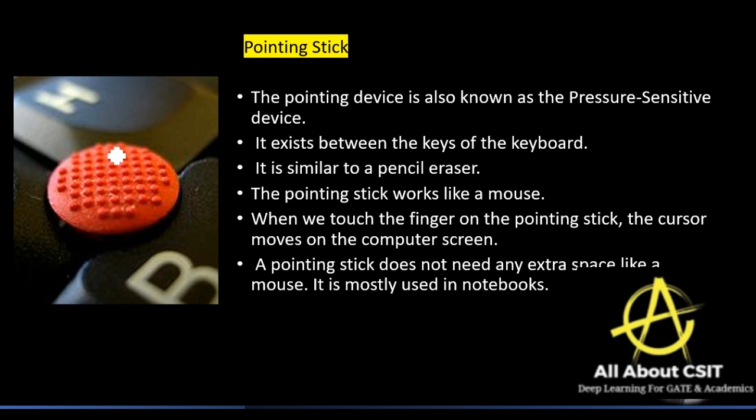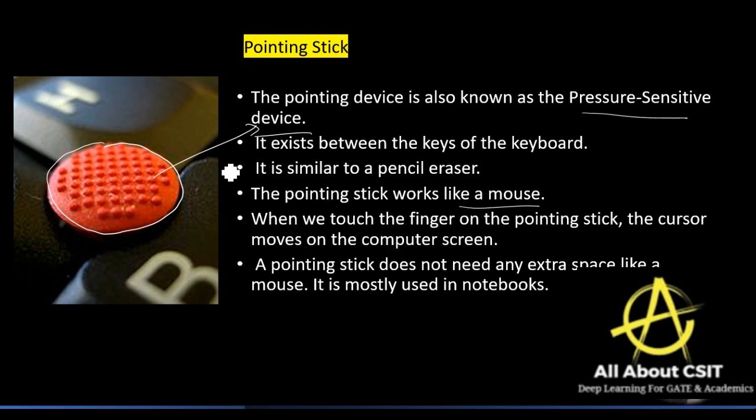Next is a pointing stick. If you observe your laptop, most laptops have these pointing sticks. If you look in between the keyboard buttons, there is a red colored button that you call a pointing stick. The pointing stick is also known as a pressure sensitive device. It exists between the keys of the keyboard. It is similar to a pencil eraser, and it works just like a mouse.